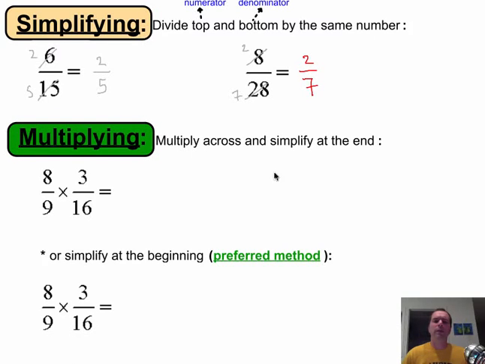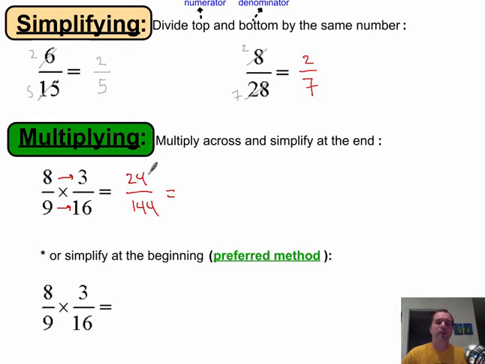So what about multiplying a fraction? Okay, multiplying, there's two ways. I'm going to show you the long way first, which I do not want you to do. You multiply directly on the same level. So 8 times 3 is 24, and 9 times 16, pull out the calculator, is equal to 144.